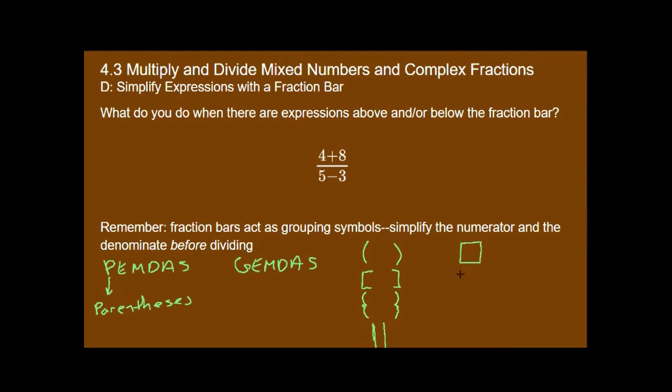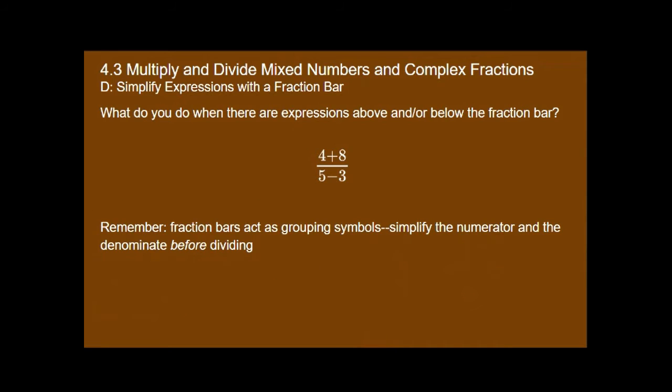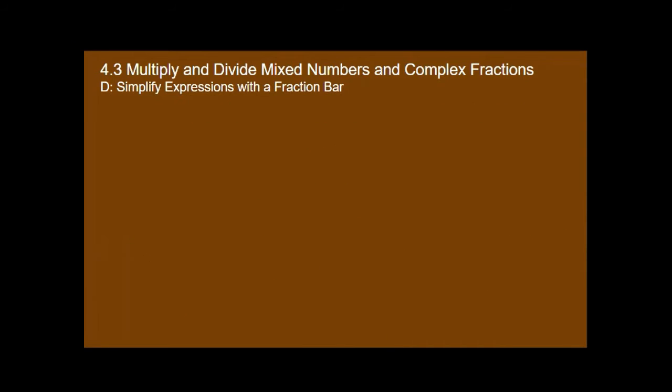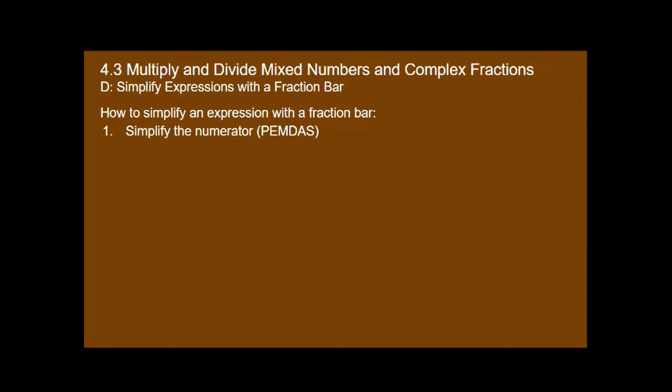So if you have anything on the top of a fraction and anything on the bottom of a fraction, this is considered a grouping symbol. So you're going to do what's on the top first, then you're going to do what's on the bottom, and then you will divide because of the fraction. So let's go ahead and write this out in order as steps. How to simplify an expression with a fraction bar. 1, simplify the numerator according to PEMDAS. Next, simplify the denominator according to PEMDAS, and simplify the fraction.